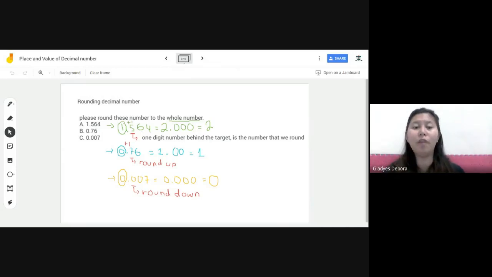Okay, if we round up the number, the one-digit number behind the target, it means the target is plus 1. Okay, so over here also plus 1 because 7 we round it up. And 0, of course, we round it down. So if we round the number down, it means the target still remains the same.